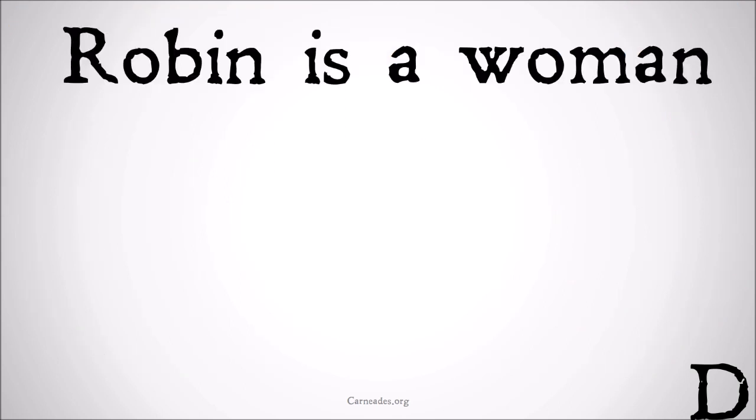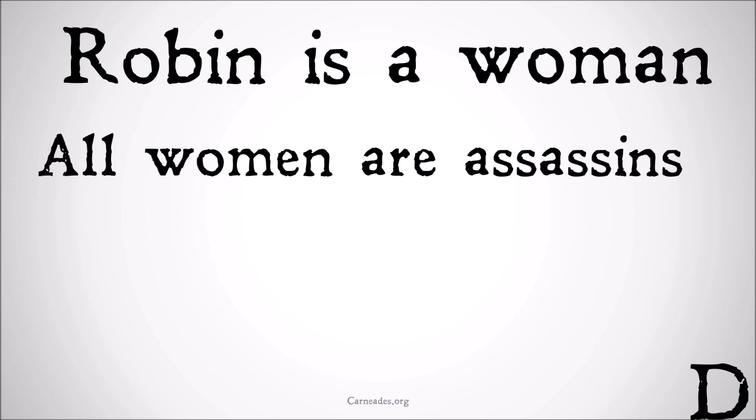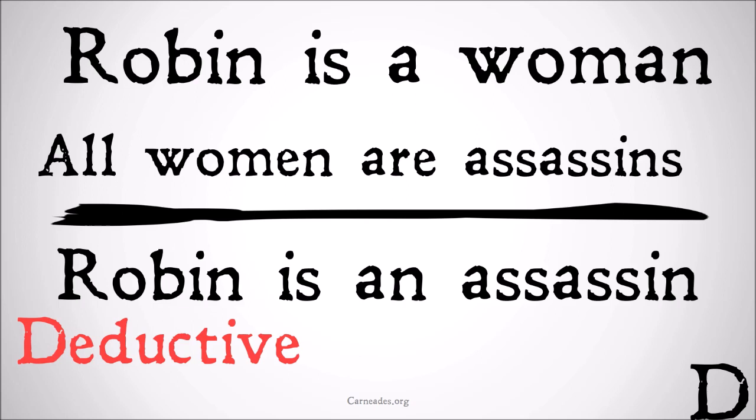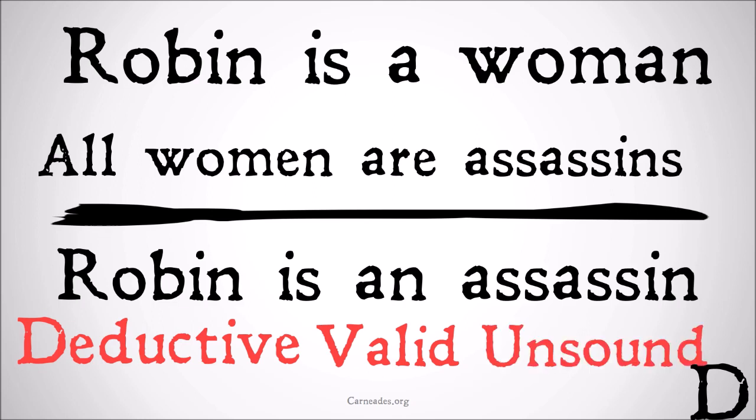Right? So, let's look at some examples. Robin is a woman. All women are assassins. Therefore, Robin is an assassin. This is a deductive argument. The premises claim to show that the conclusion is absolutely true. It's a valid argument because if the premises were true, then the conclusion must be true. But it's not a sound argument because the second premise, that all women are assassins, is not true, at least in this possible world.